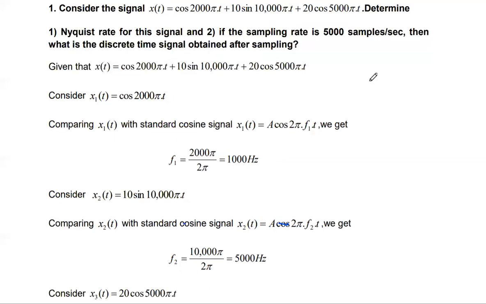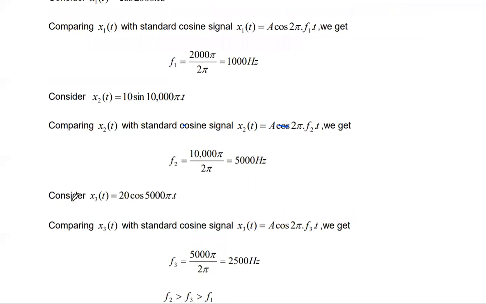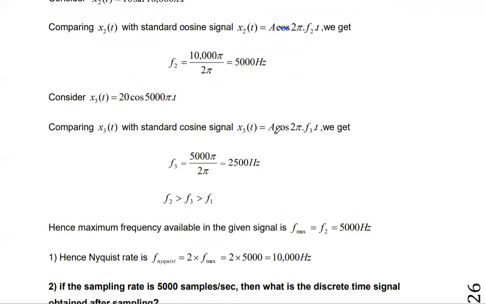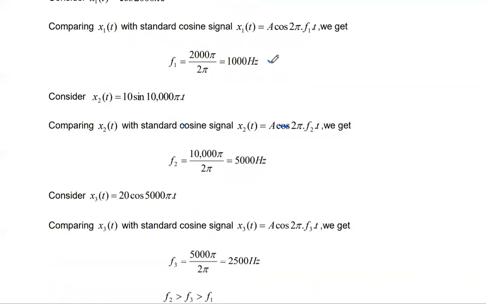Similarly, the third signal, what is the third signal? 20 cos 5000 pi t. Compare the third signal with the standard cosine signal A cos 2 pi f3 t. Here f3 just indicates that it is the third signal. In the place of 5000 pi, 2 pi f3 is there. So f3 is calculated as 5000 pi divided by 2 pi, which gives 2500 hertz. You see the values: f1 is 1000 hertz, f2 is 5000 hertz, and f3 is 2500 hertz.